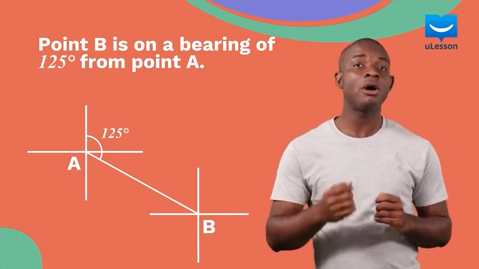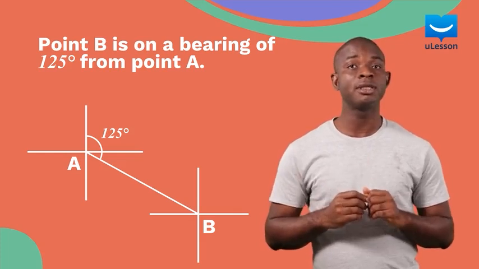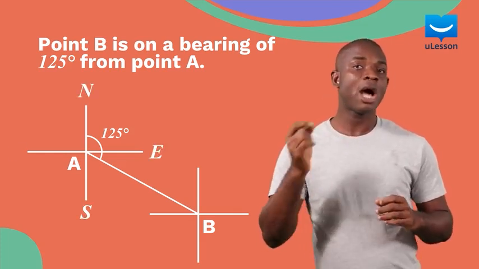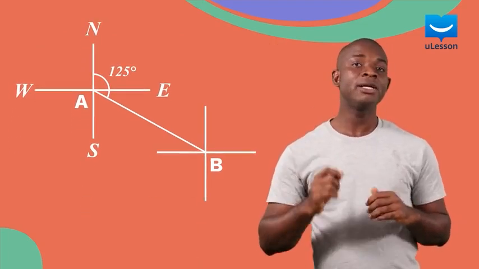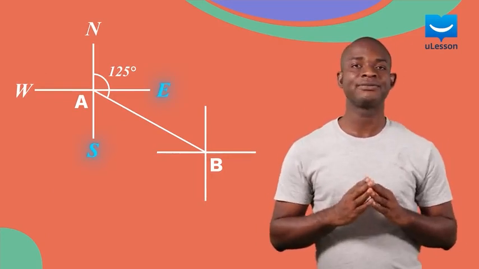125 degrees can also be written in terms of the four cardinal points. To do this, we will have north, east, south, and west at point A. We can observe that the bearing of point B lies between the east and south.